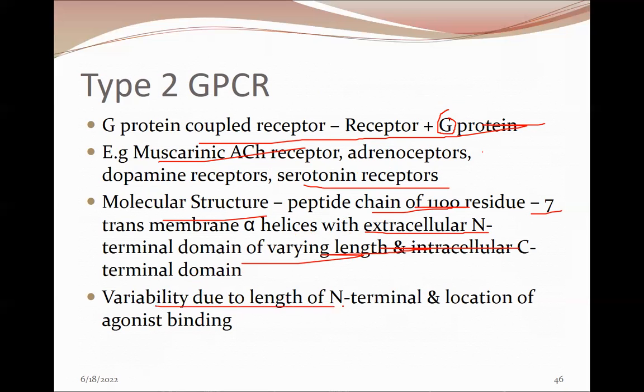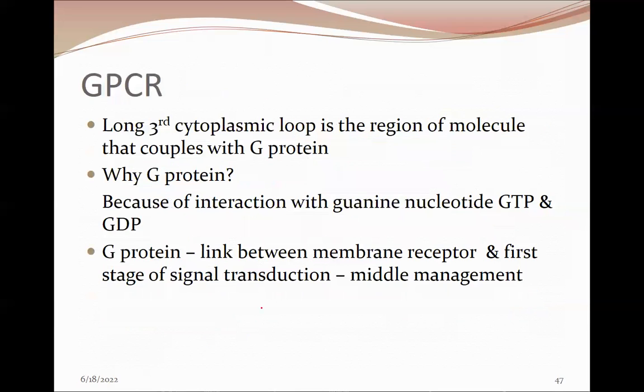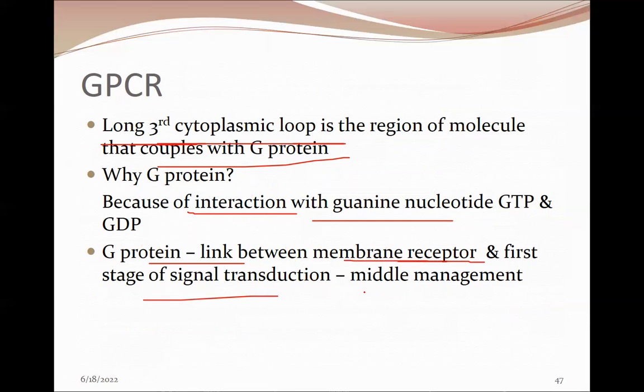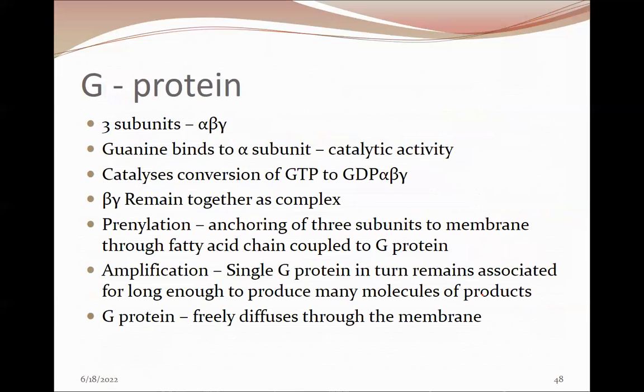The variability due to the length of the amino terminal and the location of the agonist binding site determines what type of ligand would bind to this. The long third cytoplasmic loop is the region of the molecule that couples to the G protein. I've already told you why it is called G protein, because of its interaction with guanine nucleotides, GTP and GDP. So G protein is a link between the membrane receptor and the first stage of signal transduction. So this is middle management and is also known as the second messenger system.